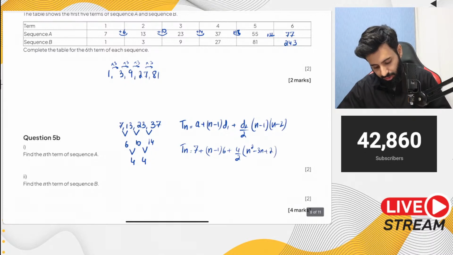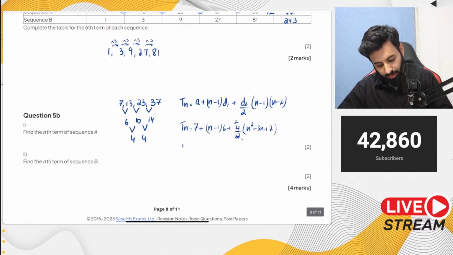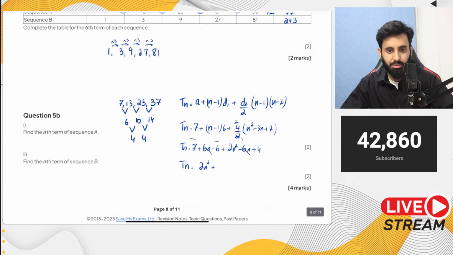Okay, so now from this point onwards, just a whole lot of simplification to do. 7 plus 6n minus 6 plus 2n square minus 6n plus 4. So thankfully 6n minus 6 cancel out, and now you have 2n square. 7 minus 6 is 1. 1 plus 4 equals 5. And there you go. That is the answer.